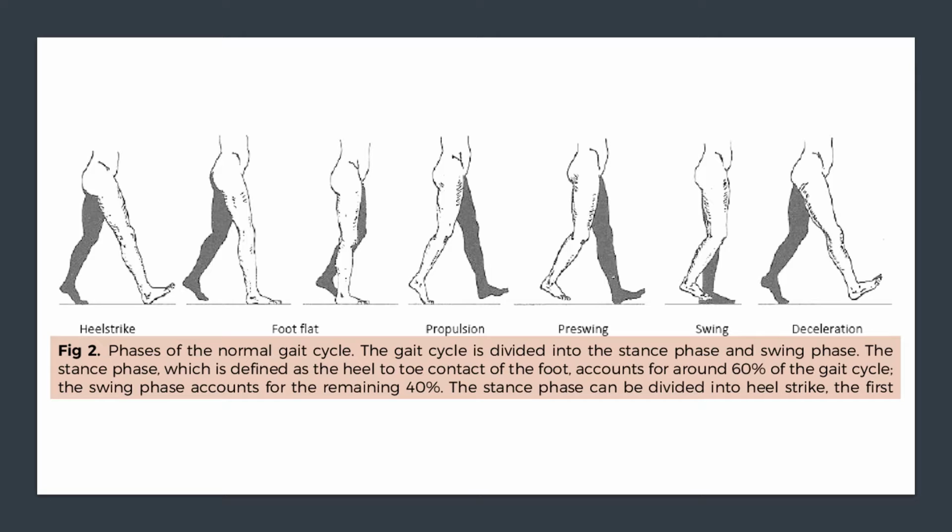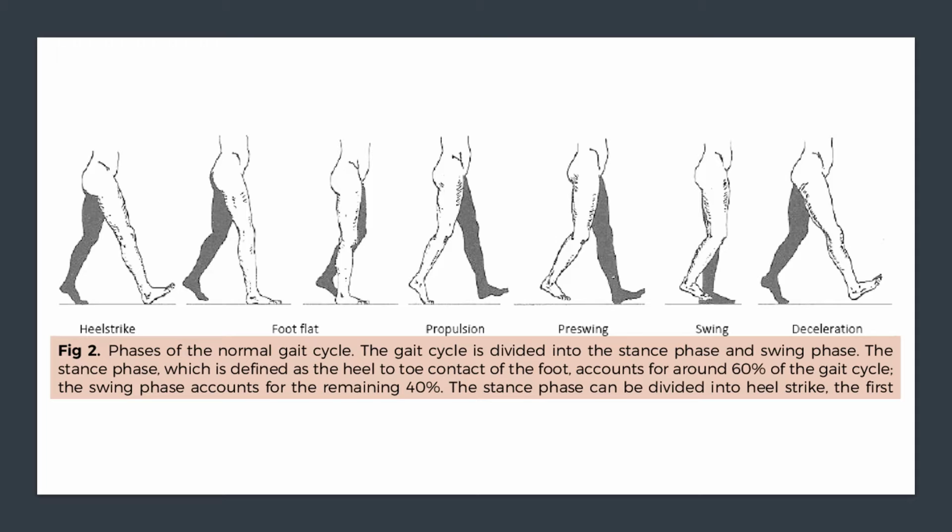Phases of the normal gait cycle. The gait cycle is divided into stance phases and swing phases. The stance phase, which is defined as the heel to toe contact of the foot, accounts for around 60% of the gait cycle. The swing phase accounts for the remaining 40%. The stance phase can be divided into heel strike.